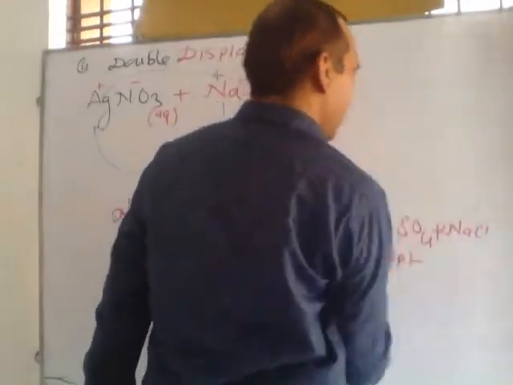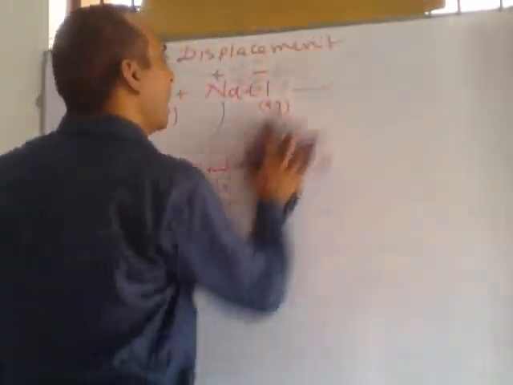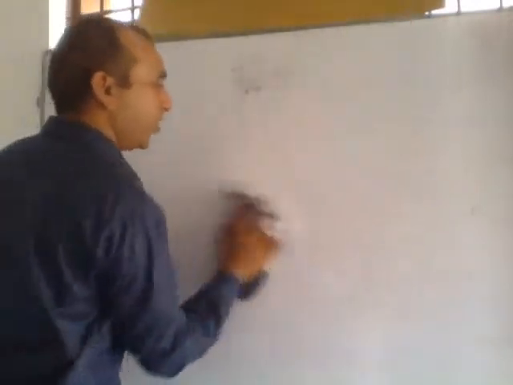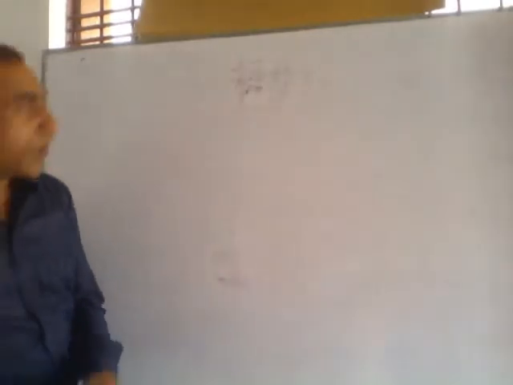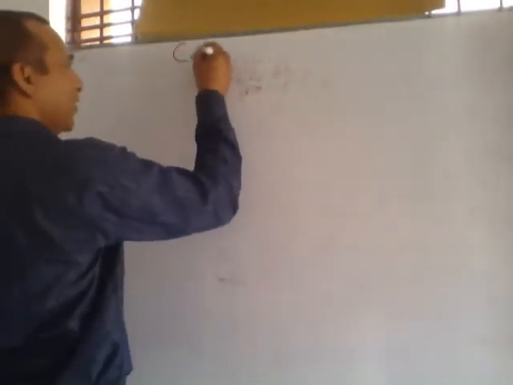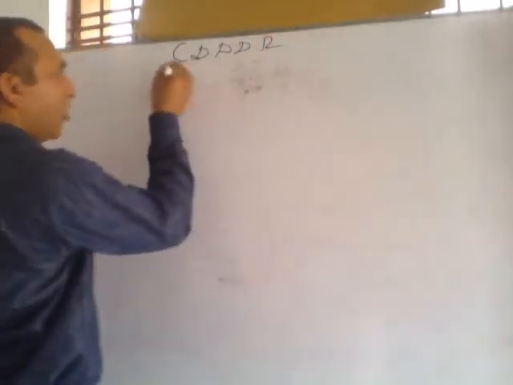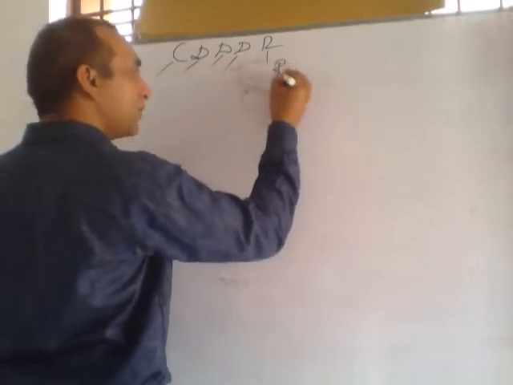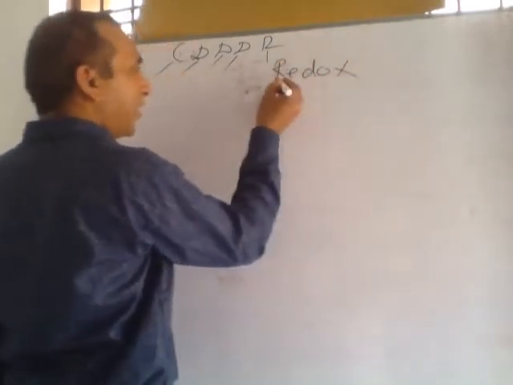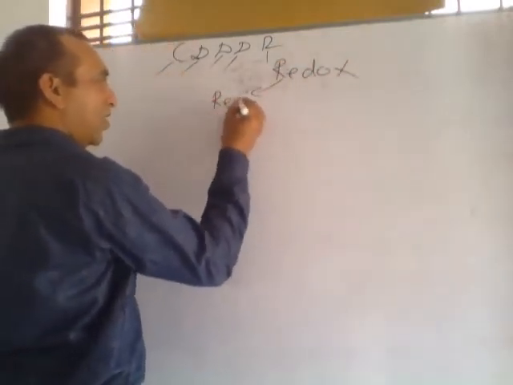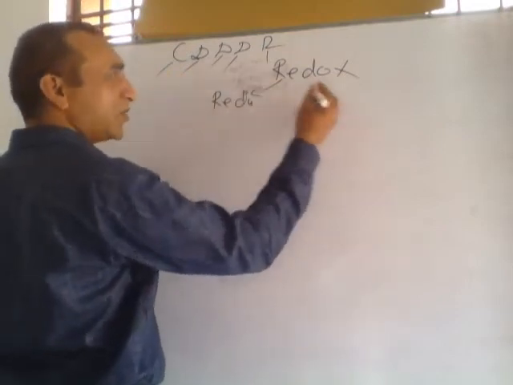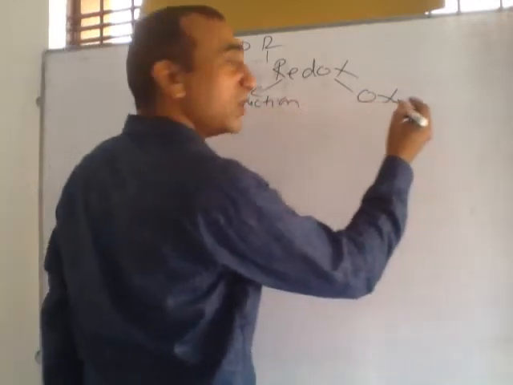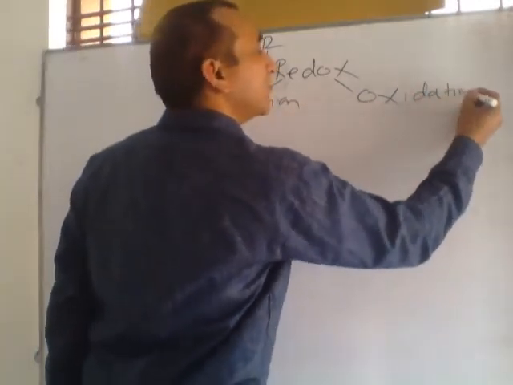The last one is R. R stands for what? R stands for redox reaction. Redox. We have written the trick CDDDDR, which means combination, decomposition, displacement, double displacement, and this last R means redox reaction. Redox reaction is the combination of red plus ox. So red means reduction and ox means oxidation.